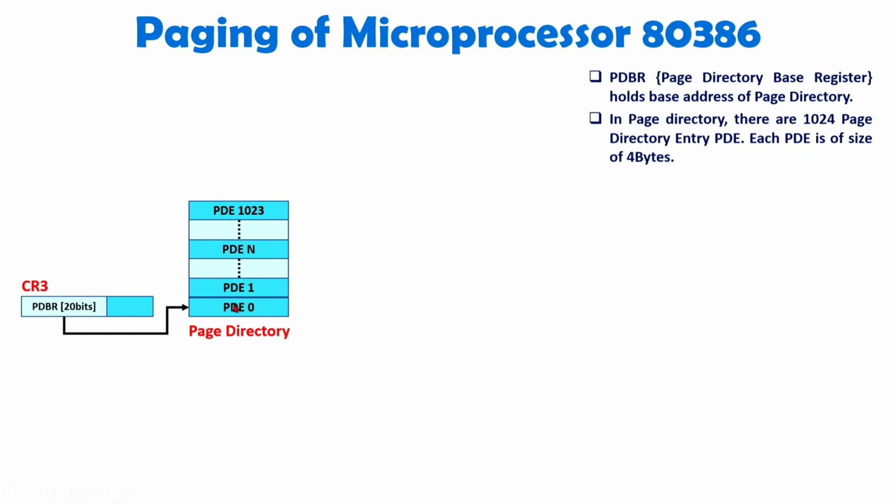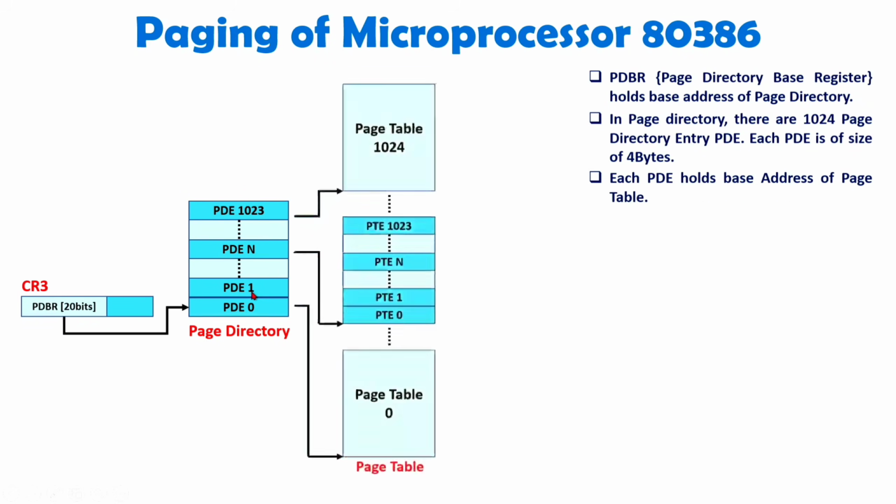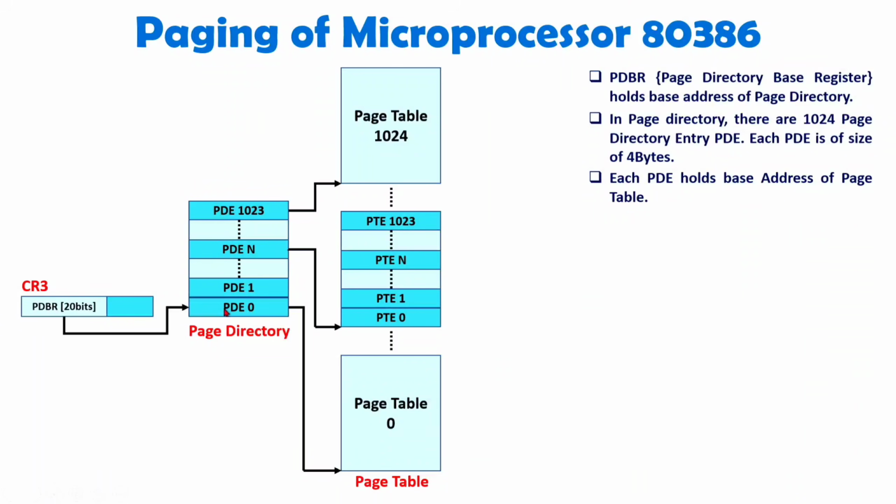And this page directory entry will be pointing to a page table. So you see every page directory entry has the base address of a page table, like page directory entry 0 holds the base address of page table 0. Page directory entry n holds the base address of page table n. Page directory entry 1023 holds the base address of page table 1024, right? So here the base address of the page table is indicated by the page directory entry.